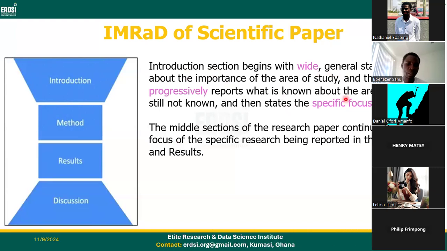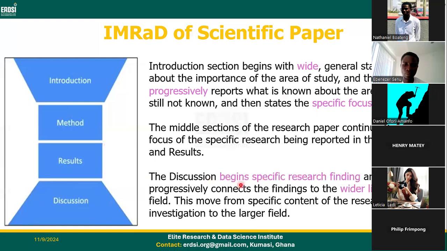Then in the middle of the paper, the results present what we have, and the methods present what you used. Those are kind of in line. But today in the discussion, we begin with specific research findings. What data did you find? Then we connect it to broader literature. So we move from the specific content of the research to a larger field, because we've found something in our work and we want to compare it to what is outside.